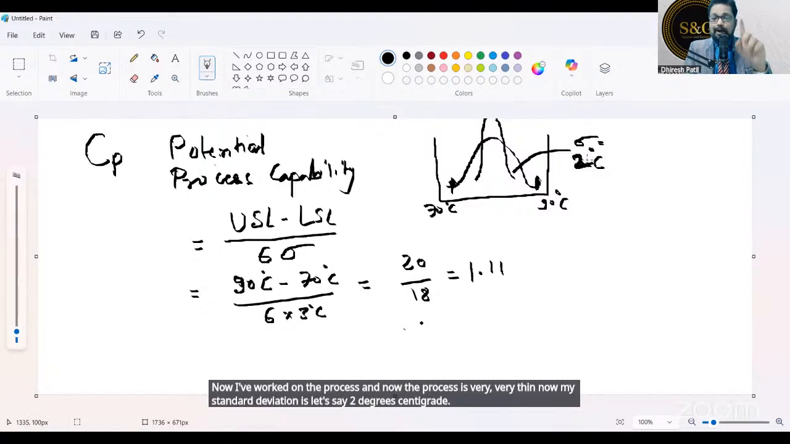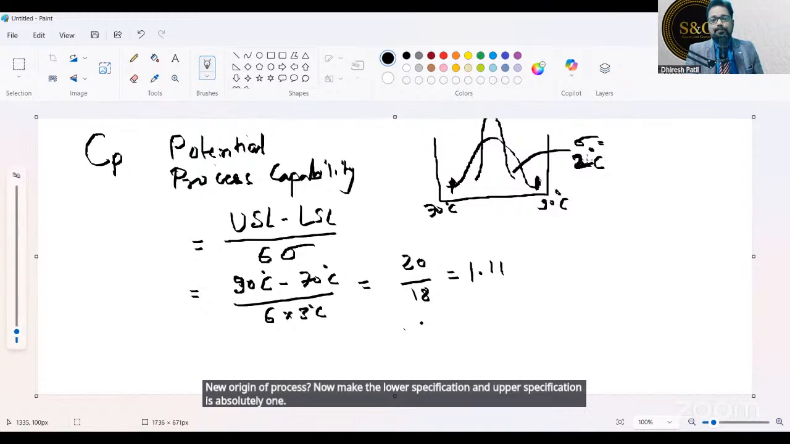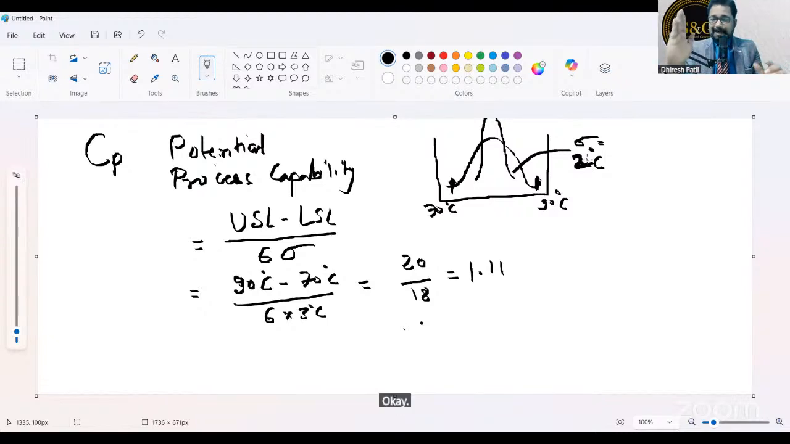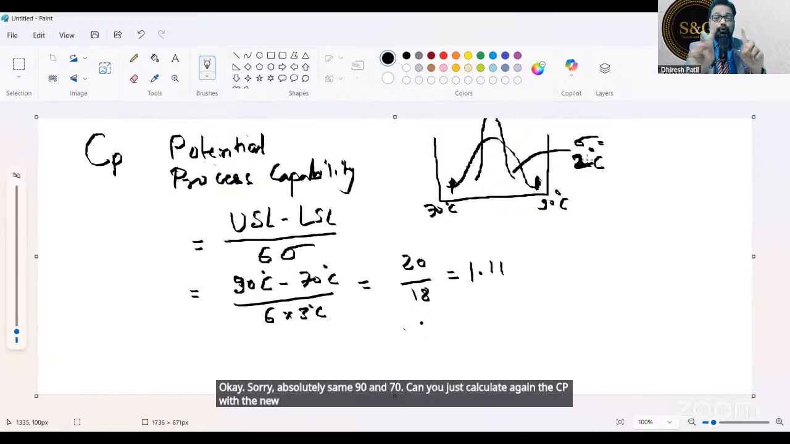Can you calculate the Cp again with this new version of process capability, new version of process? Now the lower specification and upper specification are absolutely the same, 90 and 70. Can you just calculate again the Cp with the new standard deviation of 2 degrees centigrade? Can you just calculate it quickly?